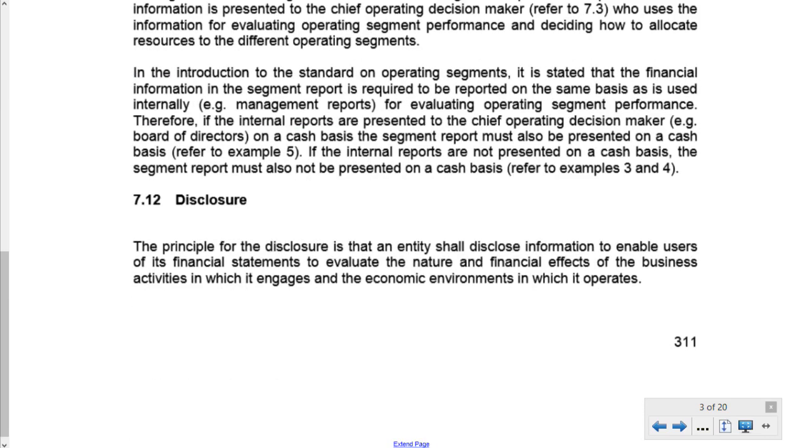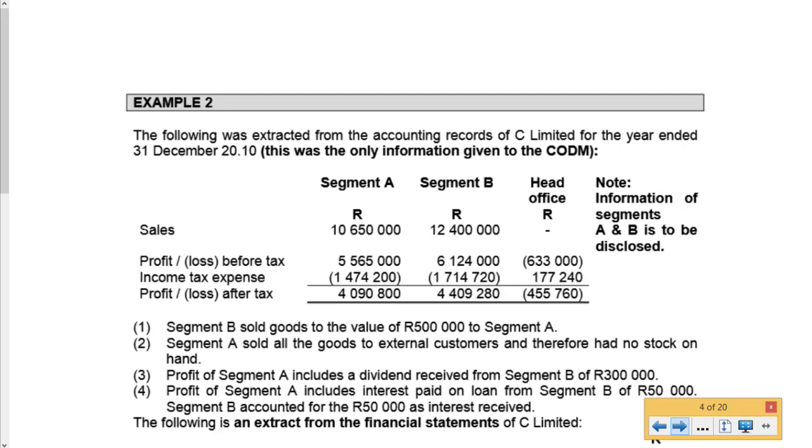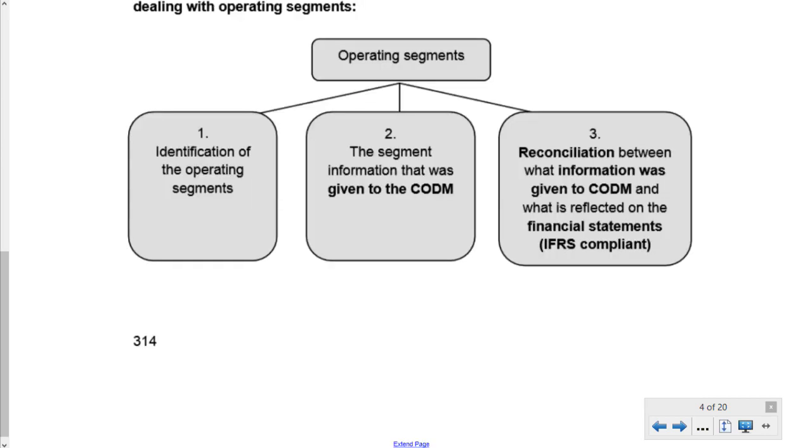All right, so once we have established which ones are our reportable segments, we then do disclosure. I don't know why I've put that page on. Is there anything here that I wanted to say? Or it's the continuation of that solution, I think. We do disclosure. So let's have a look at the disclosure. The initial disclosure starts off as being fairly straightforward.